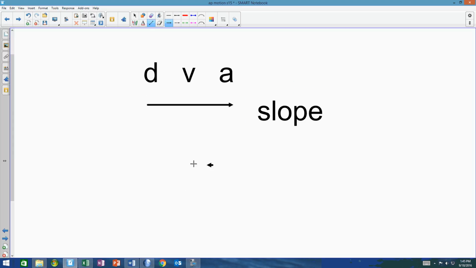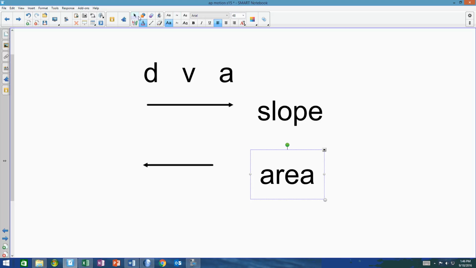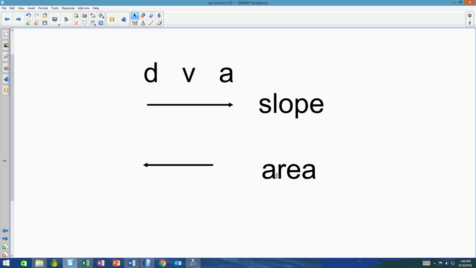Now, if I go in the opposite direction, it's the area under the curve. How are you going to remember this? This is how I remember it. It's either the slope or the area. If I'm starting with D, I'm looking for the slope. If I start with A, I'm looking for area. So D is the slope, A is for area. Now if I take the area under the acceleration time graph, I get velocity. If I find the area under the velocity time graph, I get position.